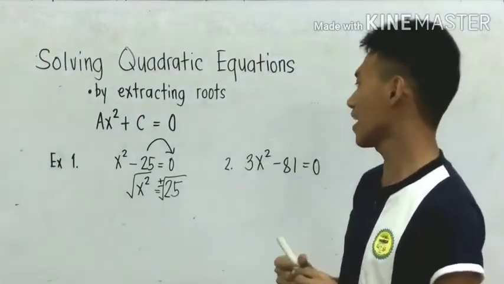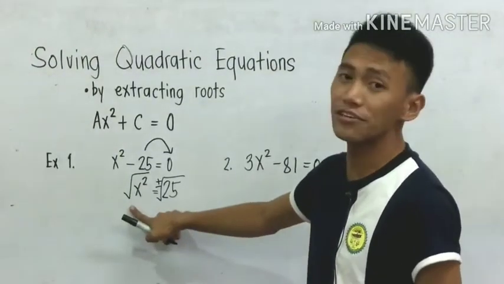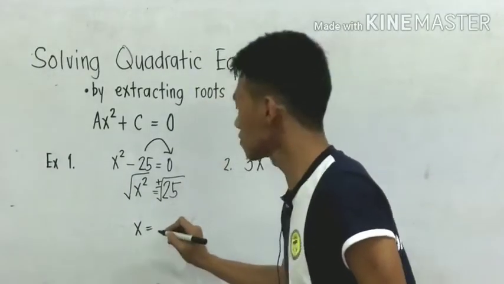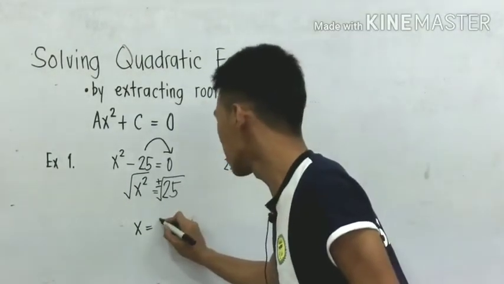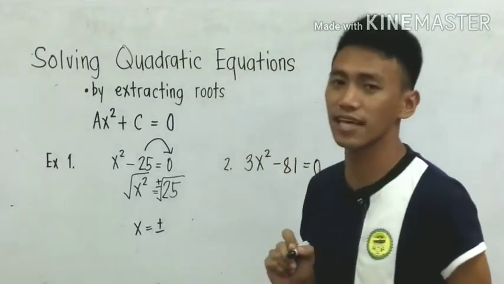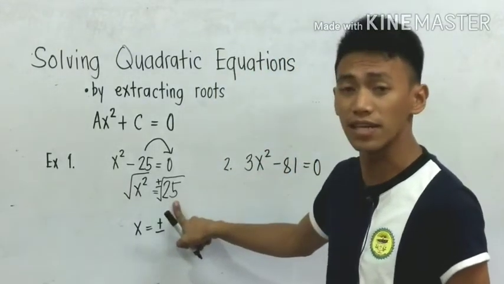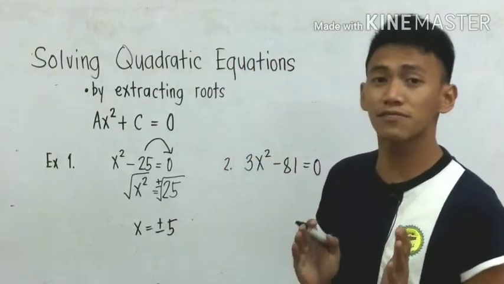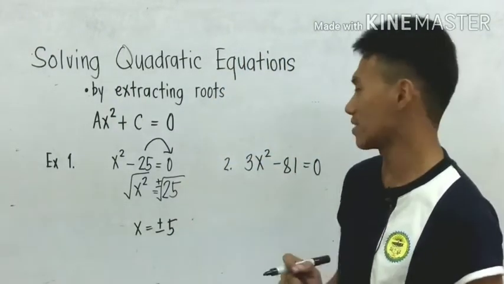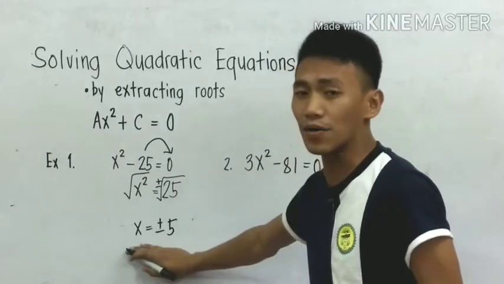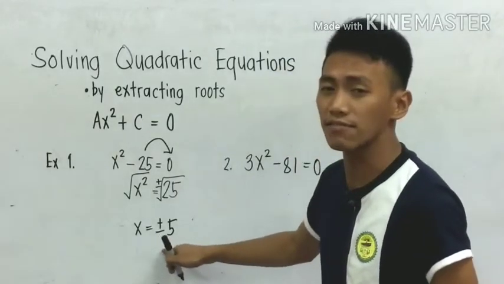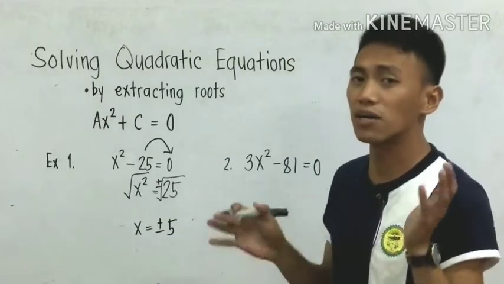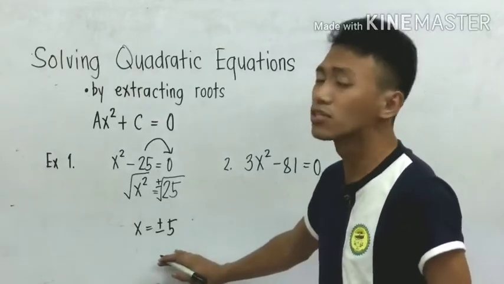Nakuha? Okay. So, square root of x squared is x is equal to, don't forget the symbol or the sign, positive, negative. So, square root of 25 is, we have 5. Since 5 times 5 is equal to 25. So, your x now is positive, negative 5. So, don't forget, ayaw kalimti, mag-conclude ta always sa atong solution.